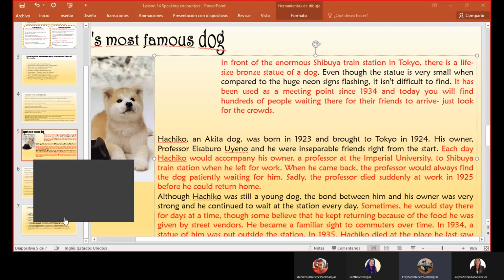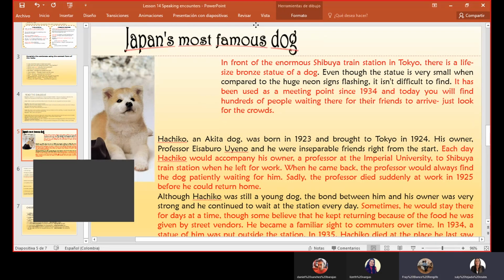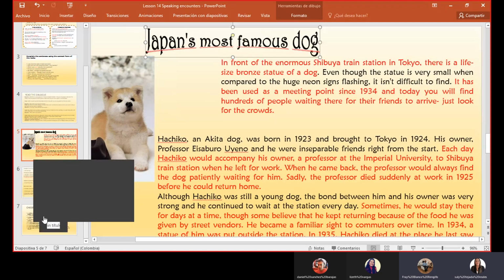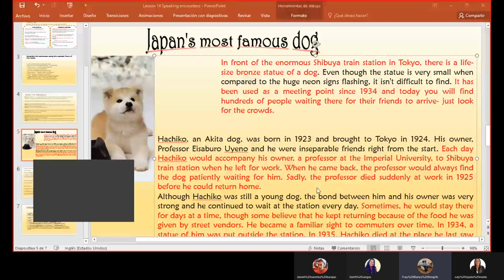Teacher, the title, I can read the title. It is Japan's most famous dog. Okay, let me see. Ah, no. Japan's most famous dog. Okay, Frank. Japan's most famous dog. In front of the enormous Shibuya train station in Tokyo, there is a life size. Tengo que ir leyendo lento porque no veo bien. Okay, I'm so sorry. I'm gonna read it again.